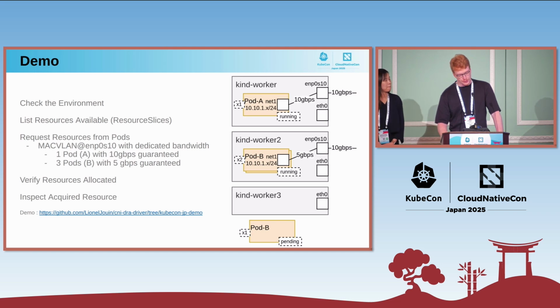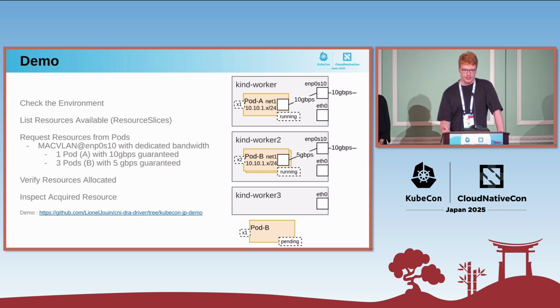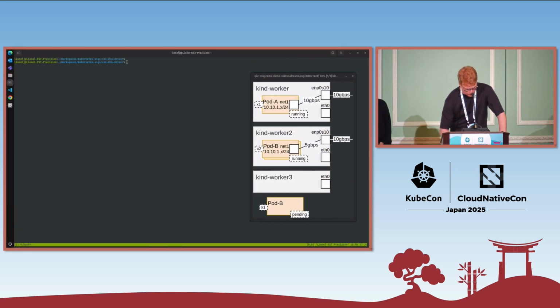We will have 3 nodes, and 2 of them, which we will call kind-worker 1 and kind-worker 2, will have this enp0s10 interface that will not be included in kind-worker 3. We will create one pod first that will claim 10 gig of this interface by creating a MacVLAN interface based on it. And we'll create 3 other pods that will request 5 gig each in the same way, requesting a MacVLAN interface based on this enp0s10 interface. Then we will verify what has been allocated and what has been acquired by the pods. So let's have the demo now.